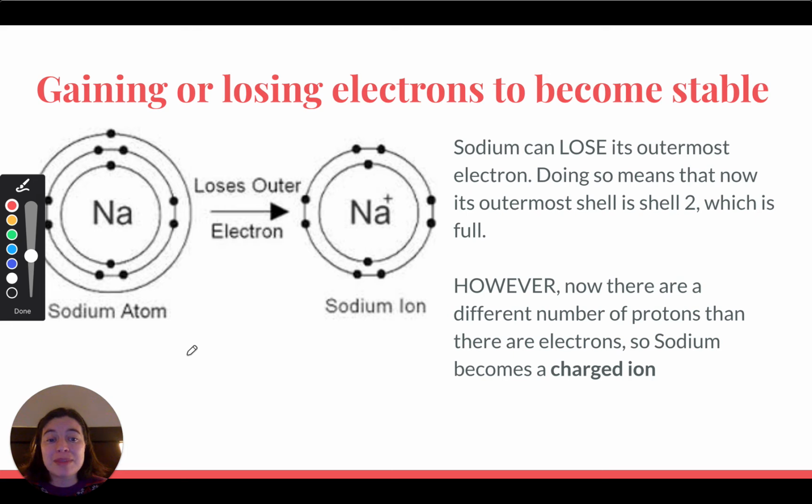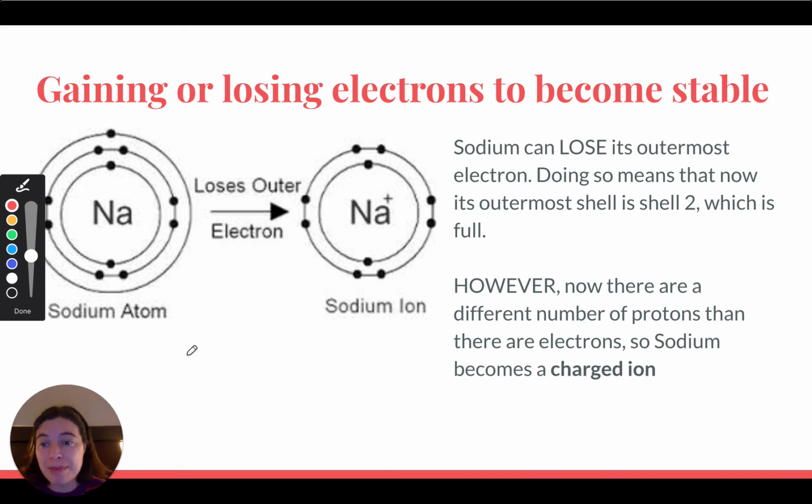Currently, a sodium atom is neutral. It has no charge. It has the same number of positives, same number of protons, as it has negatives, same number of electrons. So 11 protons minus 11 electrons gives us a charge of 0.